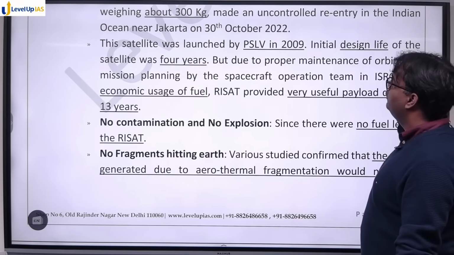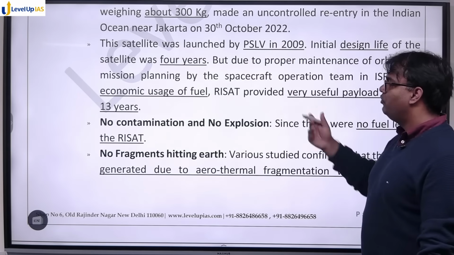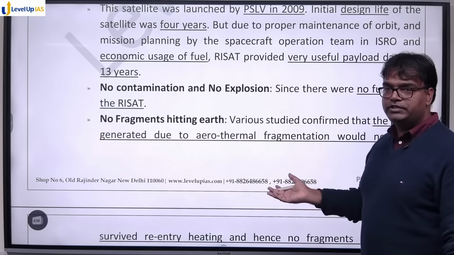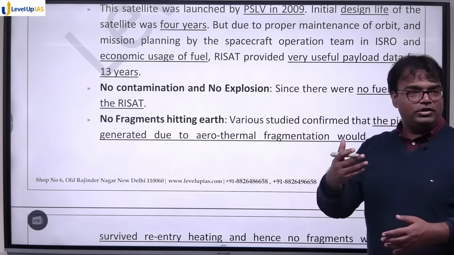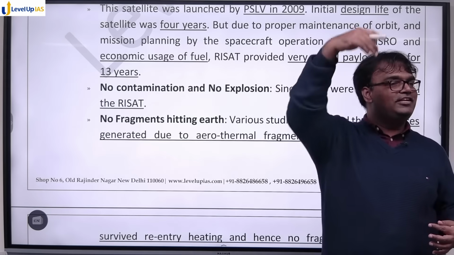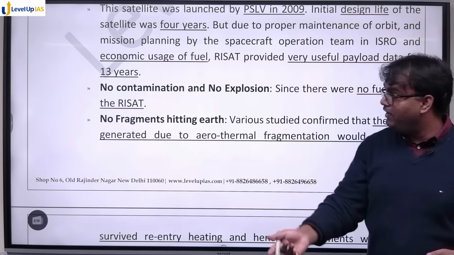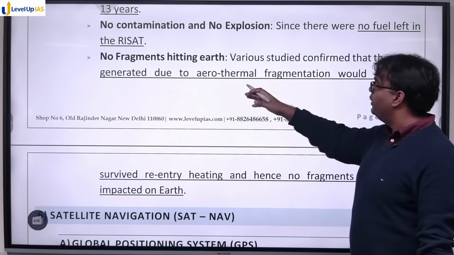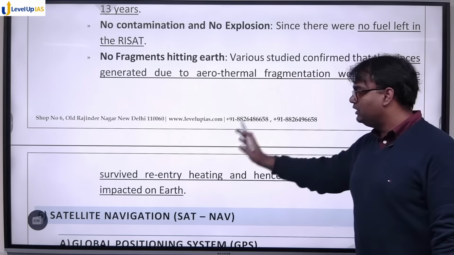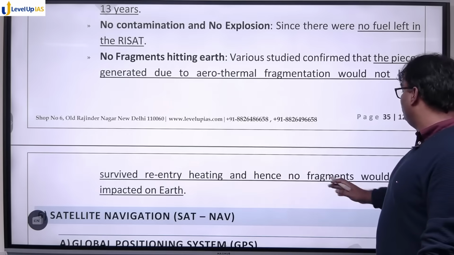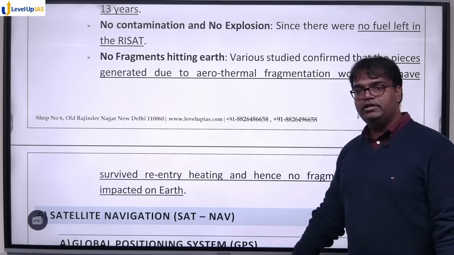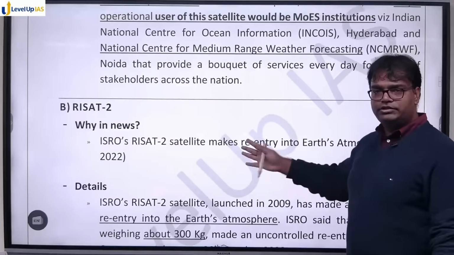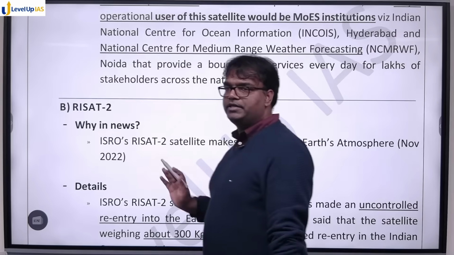Initially, it was designed for 4-year life, but it has served for almost 13 years. There is no contamination and no explosion since there was no fuel left in the RESAT. Because there was no fuel left, we could not start the engine and send it to higher orbit, and that's why it fell. No fragments hitting Earth. Various studies confirm that pieces generated due to aerothermal fragmentation would not have survived re-entry heating, and hence no fragment would have impacted the Earth. तो RESAT अभी हमारा एक recently re-enter हुआ, finally destroy हो गया, किसी को कुछ भी impact नहीं किया. RESAT 2.